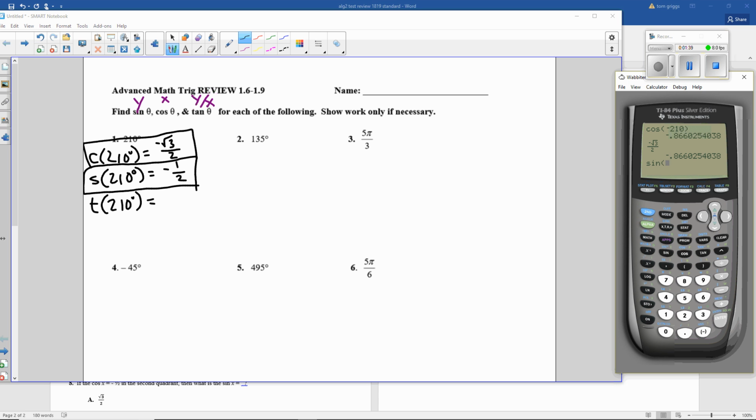And of course, the sine of 210 is even easier because we get negative 0.5, and of course, that's equivalent to negative 1/2. And then finally, the tangent of 210 is the y-coordinate divided by the x-coordinate. So we have to do a little bit of math here, but it's just going to be negative 1/2 divided by negative radical 3 over 2.